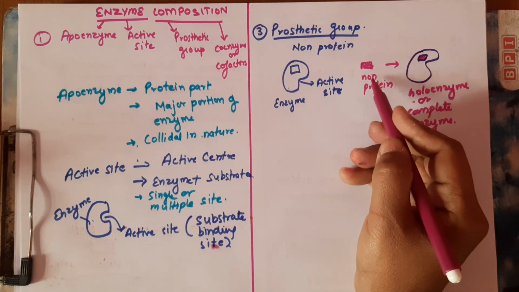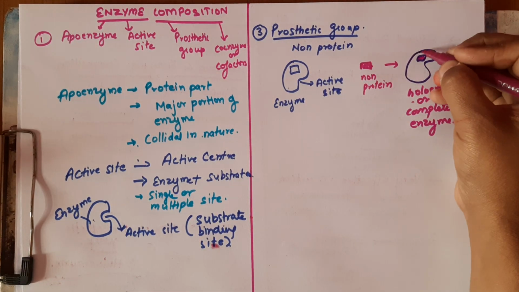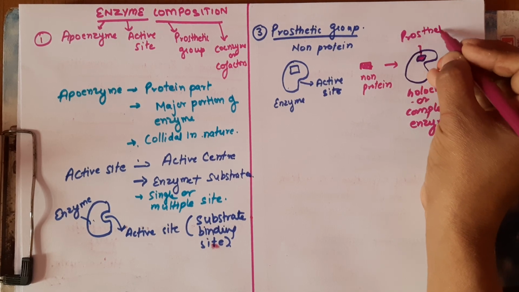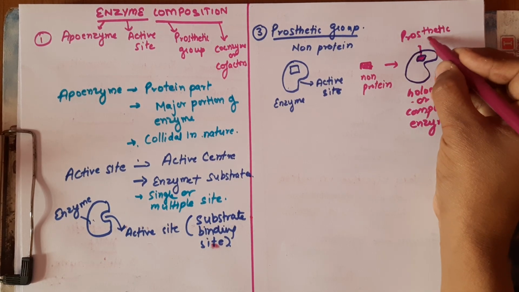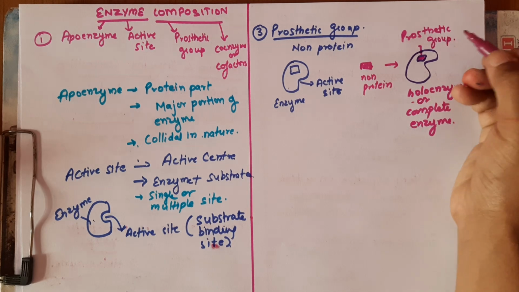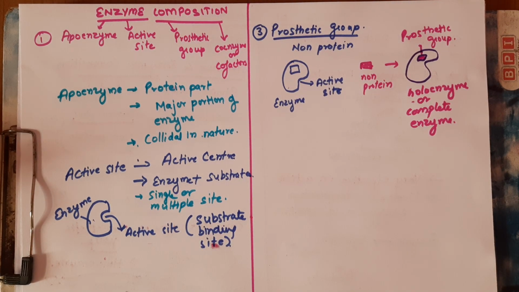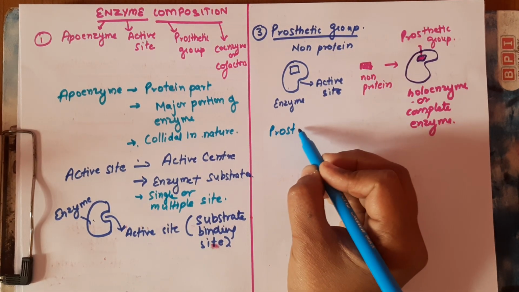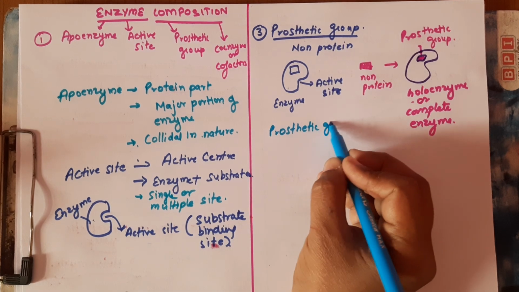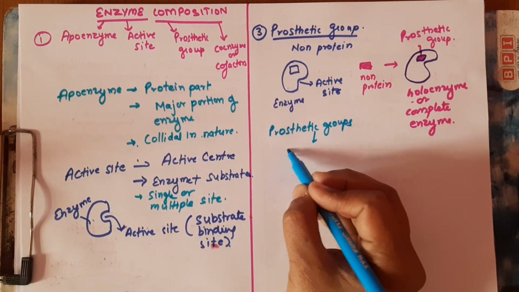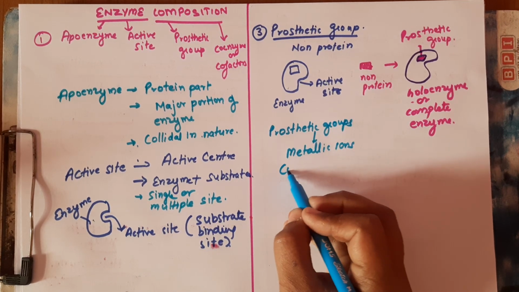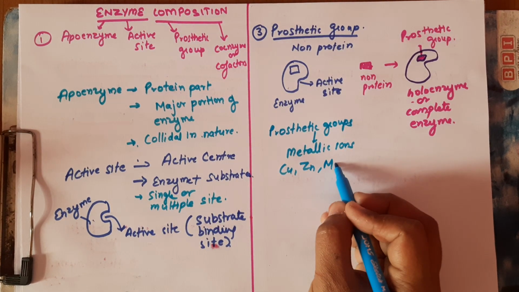Now this non-protein part, when it is attached to the enzyme, is known as the prosthetic group. Now what are these prosthetic groups? The simple prosthetic groups include the metallic ions. So the prosthetic groups are basically the metallic ions, such as copper, zinc, manganese, etc.